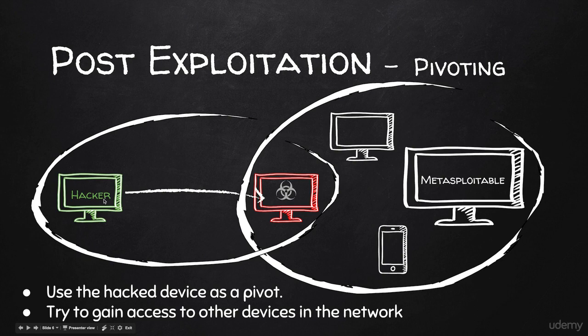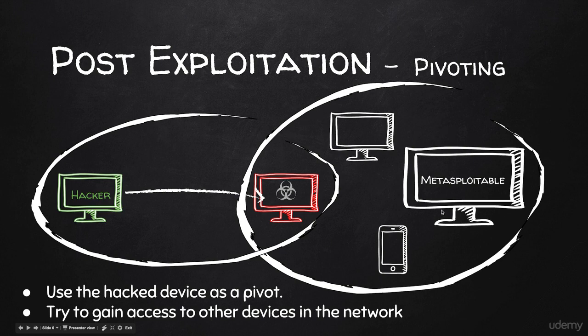The hacker exists in this smaller network, and there are only 2 devices: the hacker and the red device, the Windows 10 device which we hacked. The target of pivoting is that we use the device that we hacked, the common device in the middle, to compromise other devices that only this device has access to. So the hacker cannot see the target, the Metasploit device, but the Windows device that we just hacked can see that device because they're in the same network.